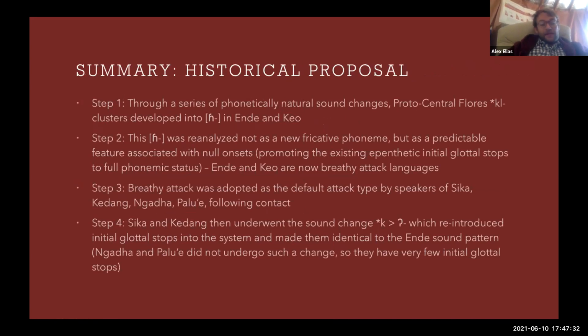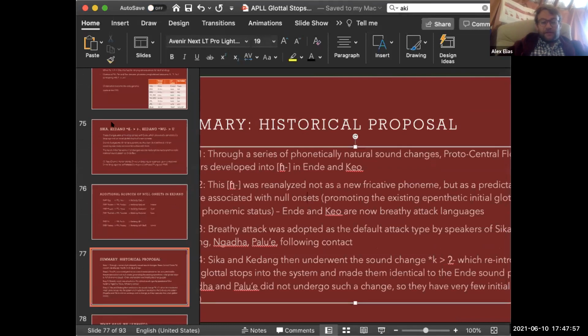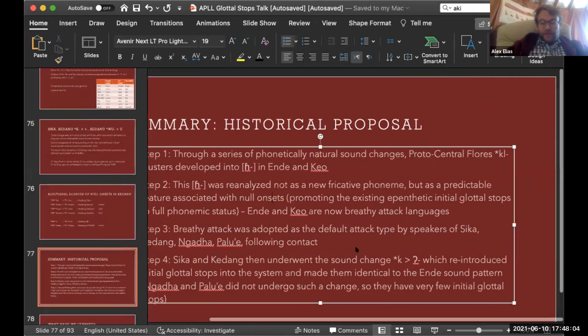So yeah, that sums it up. That is the end of my proposal. And so those are the 4 steps. First, the KL becomes a breathy H. The breathy H is reanalyzed as a predictable feature associated with null onsets. Then this breathy attack pattern was exported to Sika, Kedang, Ngada, and Palue. And finally, Kedang and Sika underwent this series of sound changes that led to the synchronically identical pattern. So how's my time? Perfect.